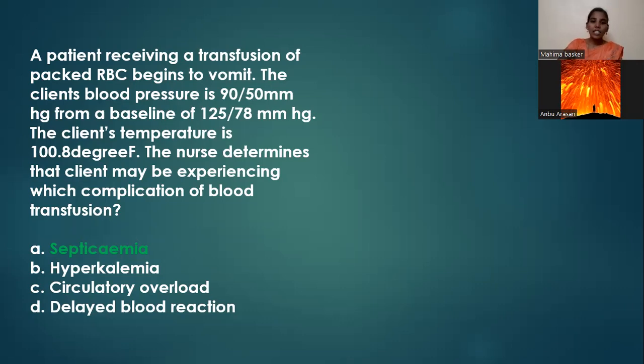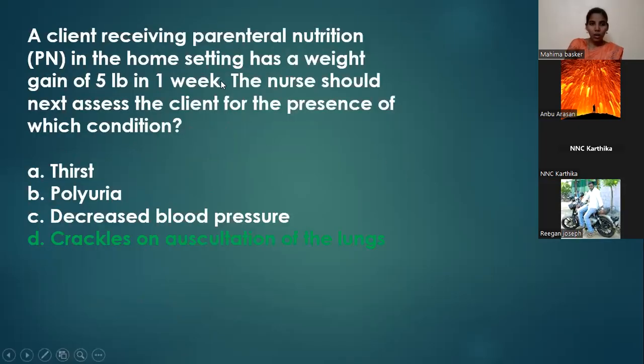Okay, the client temperature is 100.8. There is temperature also, fever. The nurse determined that the client may be experiencing which complication of blood transfusion? So we have the patient with fever, and the BP is also down. So there is a chance of septicemia, septic shock, circulatory overload, until BP increases. So you have to remember the answer is septicemia. Okay, we'll move on.